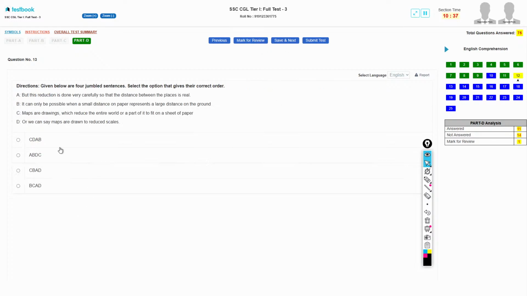But this reduction is done. No, maps are drawn. So C to start with, which reduces the entire world onto a piece of paper, or we can say maps are drawn to reduced scales. But this reduction is done very carefully.